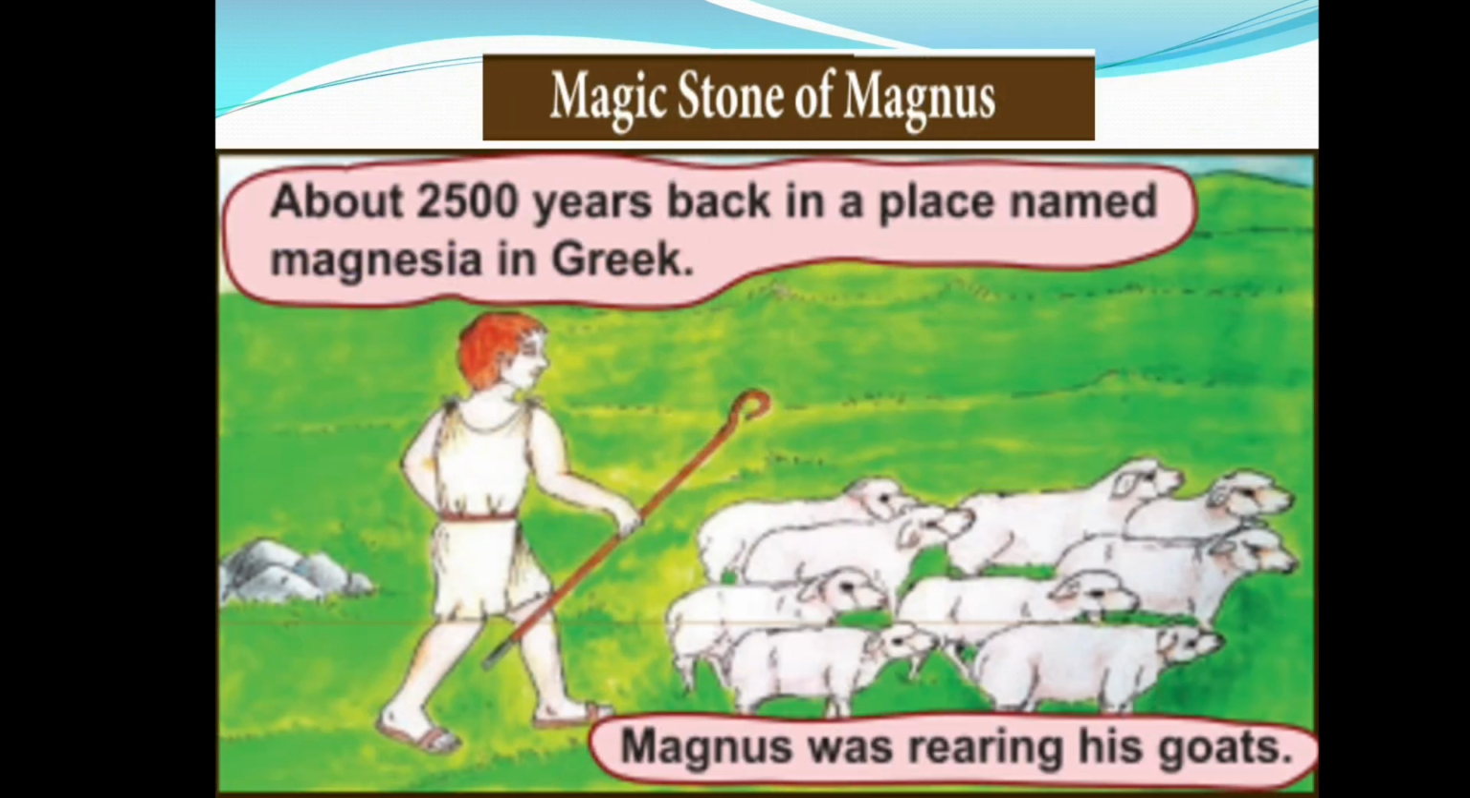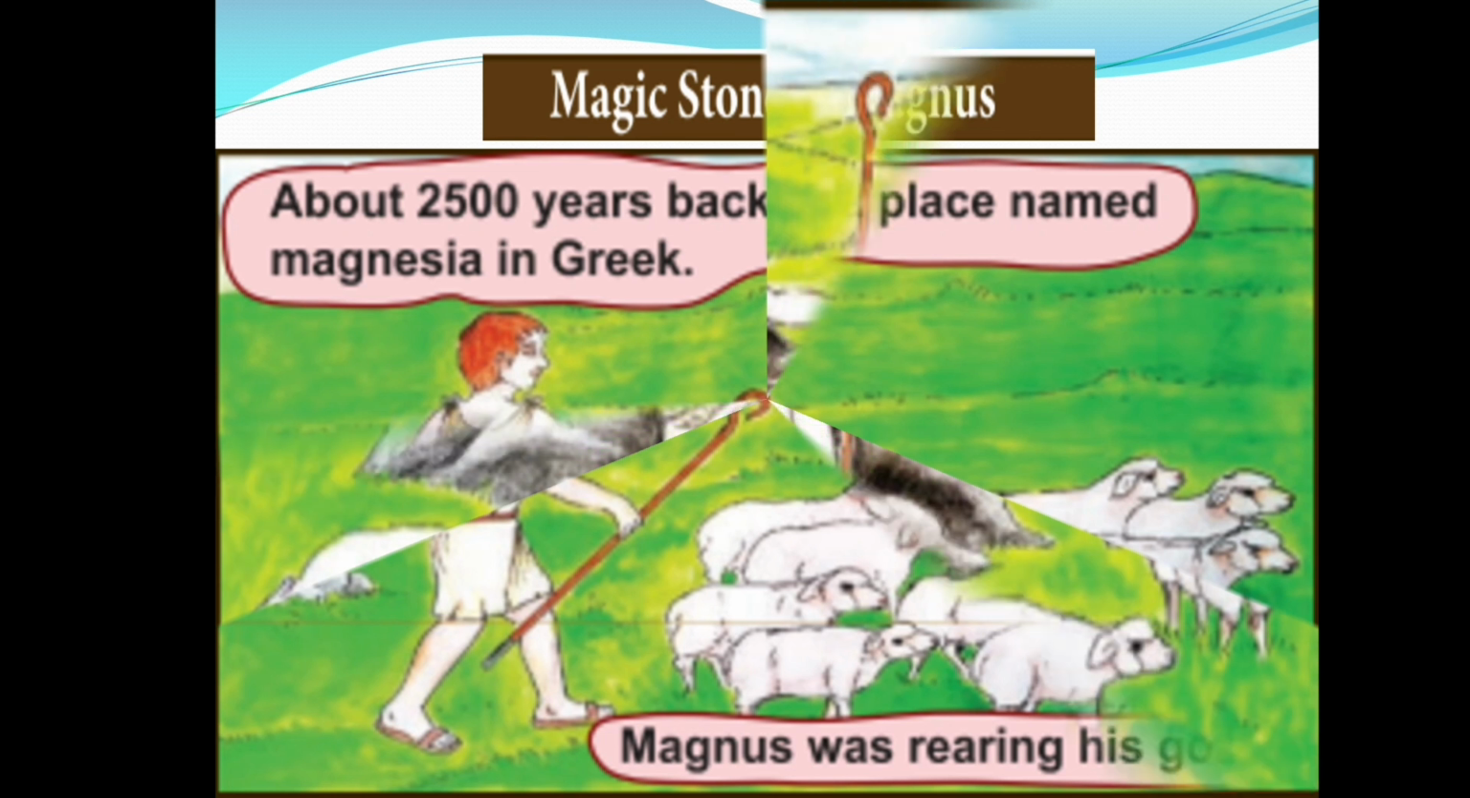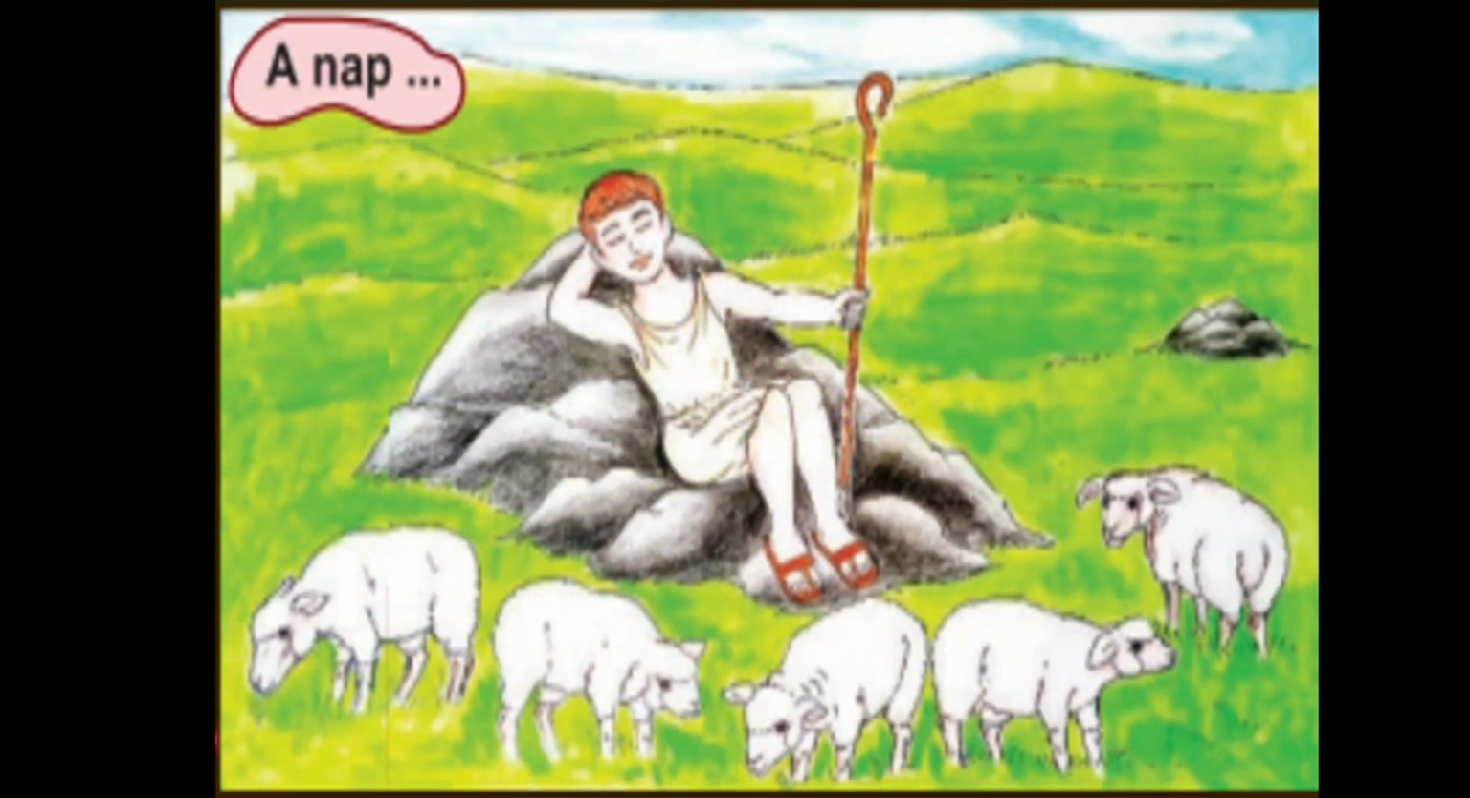Magic stone of Magnus. About 2500 years back, in a place named Magnesia in Greece, Magnus was rearing his goats. This is like a story of how the magnet was discovered. Magnus, a boy, was rearing the goats. After some time, he felt very sleepy, so he took a nap on this rock.